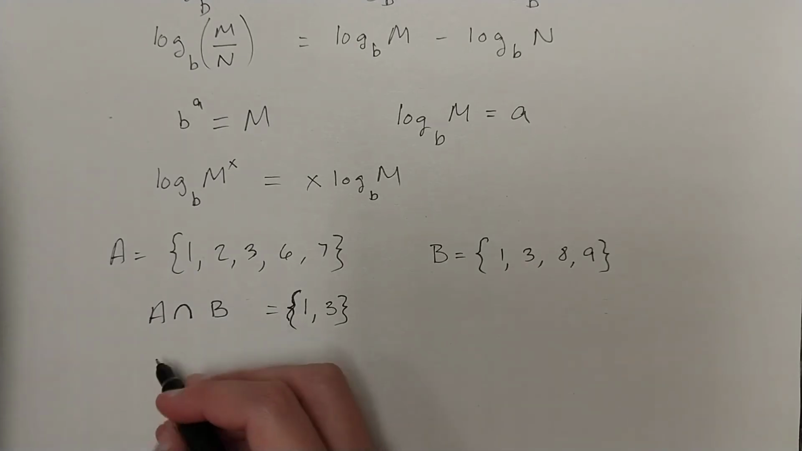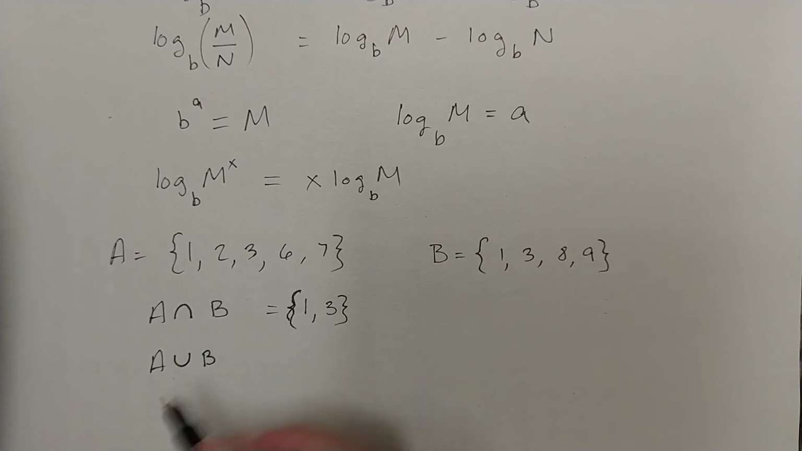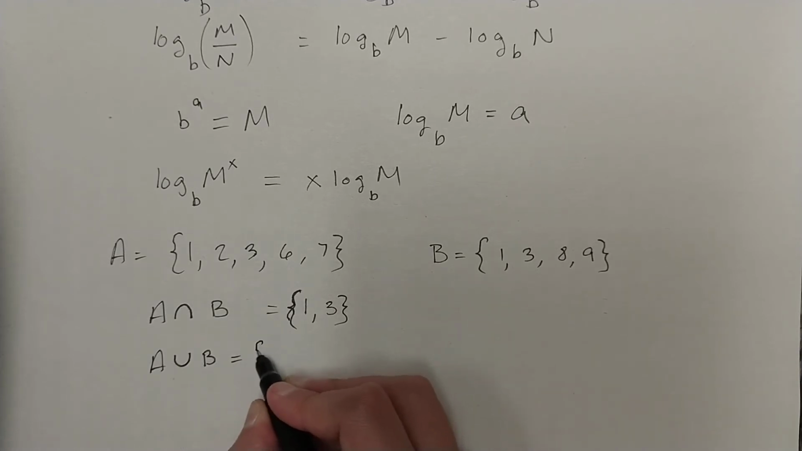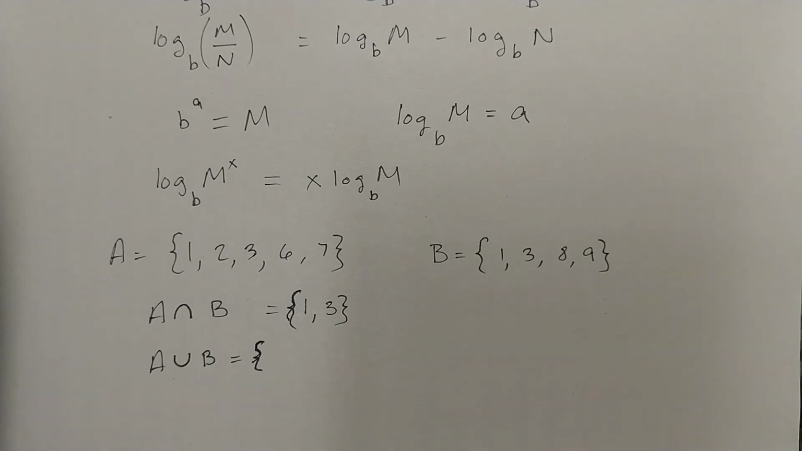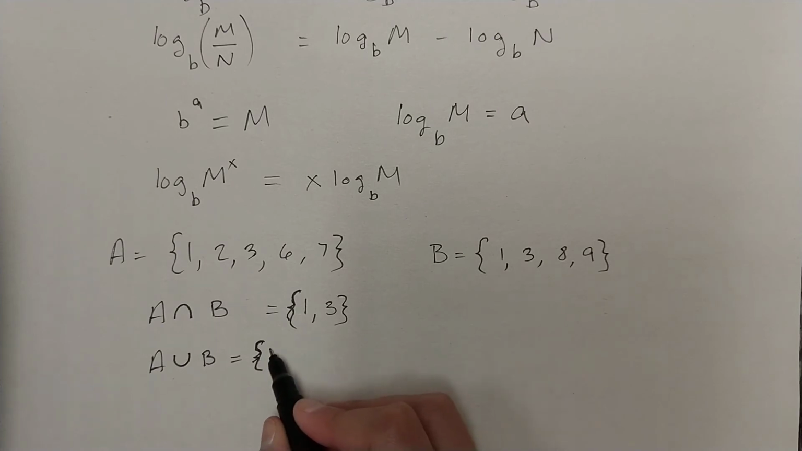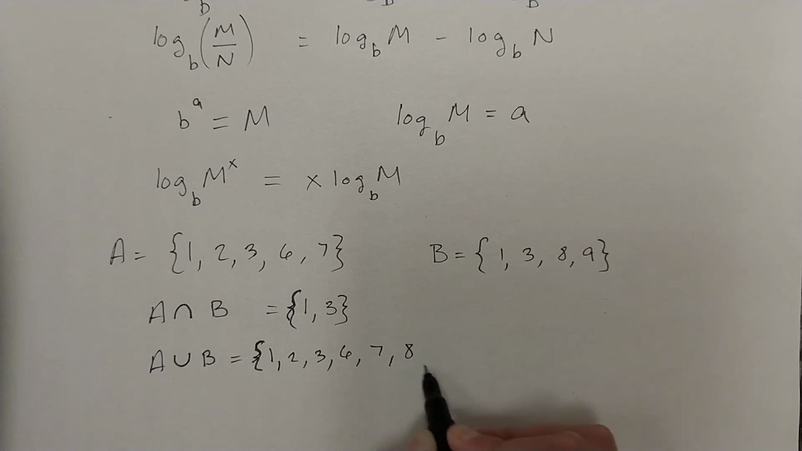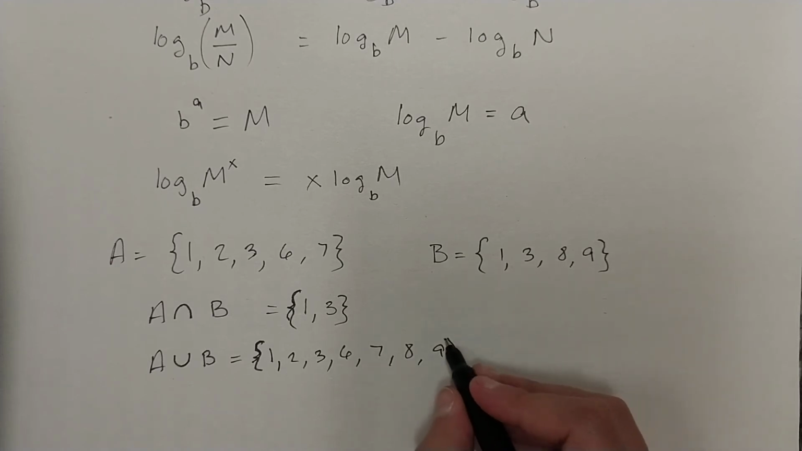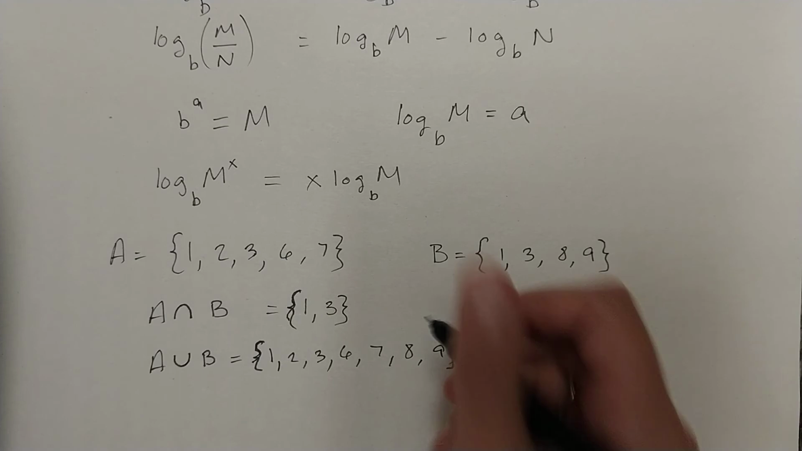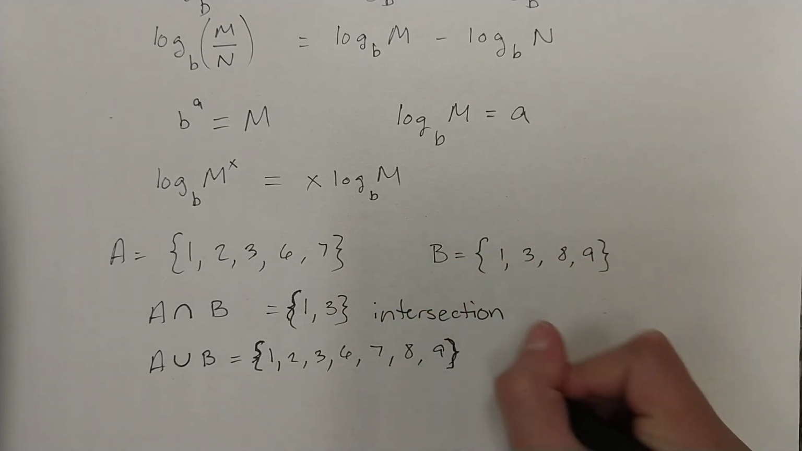Now the union of A and B is going to be upside down with a symbol that looks kind of like a U, and it's just going to be, oh my gosh, all the numbers in both sets with no repeating digits. All right, so this is an intersection, and this is a union.